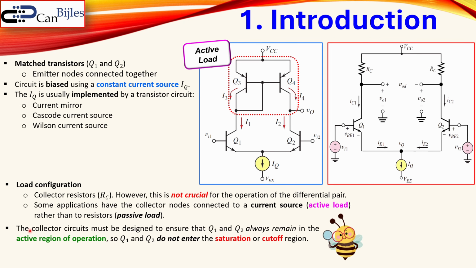Now what you also say is that the collector circuit is actually designed such that Q1 and Q2 remain always in the active region of operation. Because that is mandatory in order to also stay in the linear amplification region. So Q1 and Q2 are not allowed to enter saturation or cutoff. That means our active load or passive load needs to be designed such that Q1 and Q2 are always in the active region of operation. That is the mandatory part.